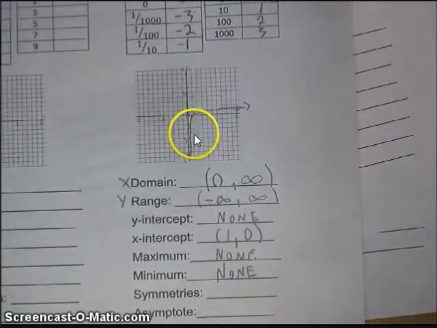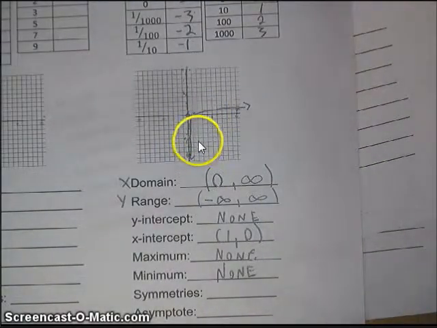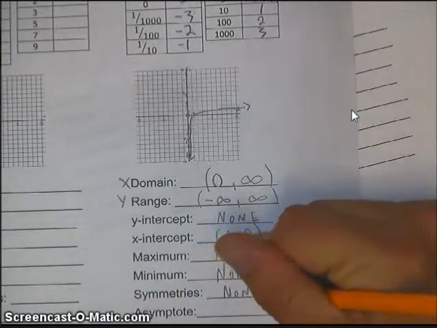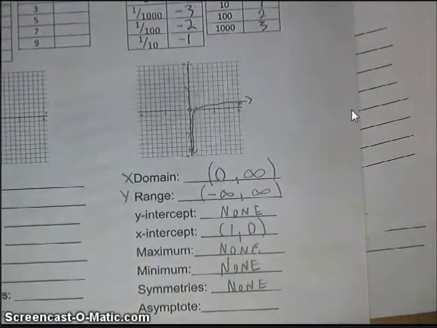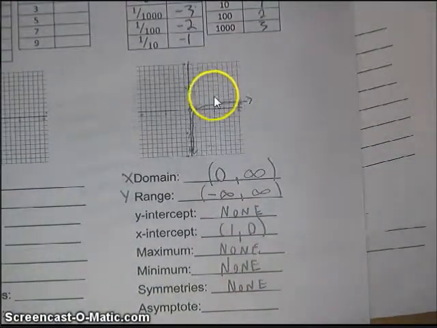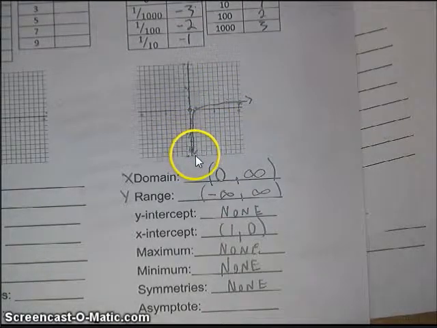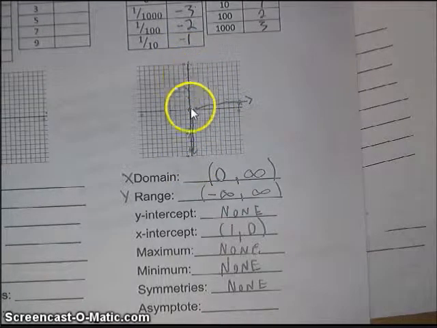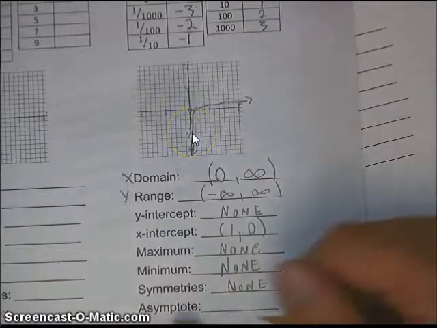Is there any symmetry here? Is there any way we could cut this thing in half or rotate it so it's the exact same picture? No, there's no symmetry here. Logarithms have no symmetry. And then the asymptote, that line that the function approaches but never quite touches. Well, that's your y-axis, isn't it? That's the line x equals 0.